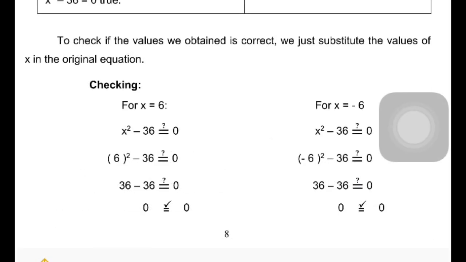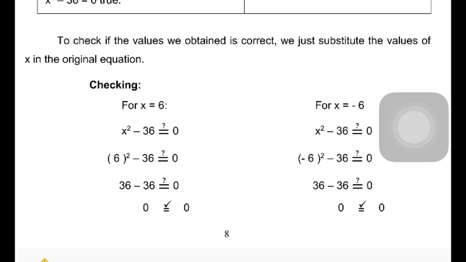Now to check if your answers are correct, you can just substitute the value of x into the original equation. For example, if x is equal to 6, we have 6 squared minus 36, is it equal to 0? 6 squared is 36, so 36 minus 36, is it equal to 0?